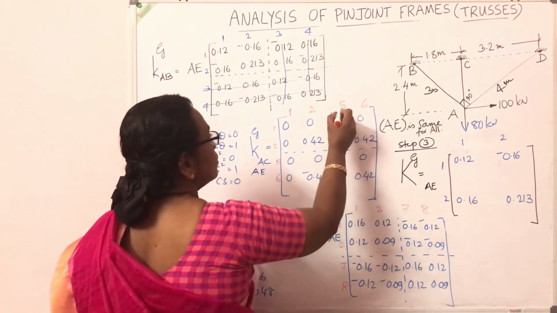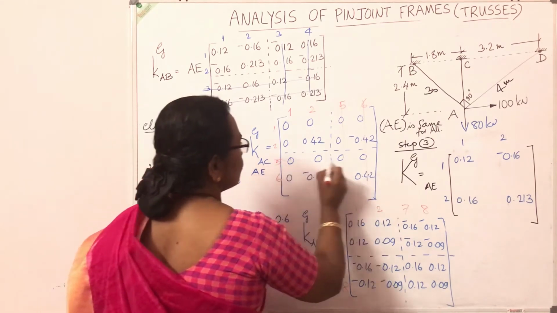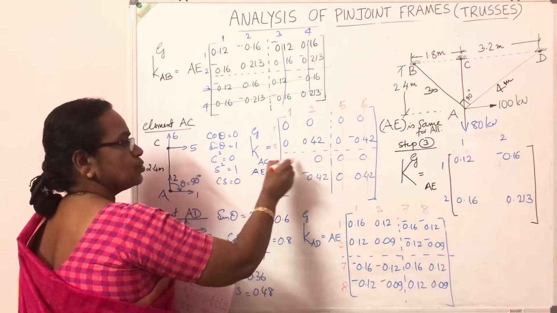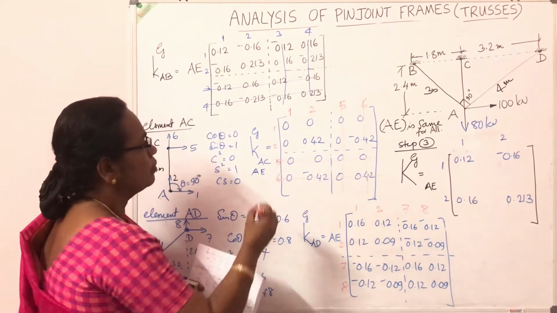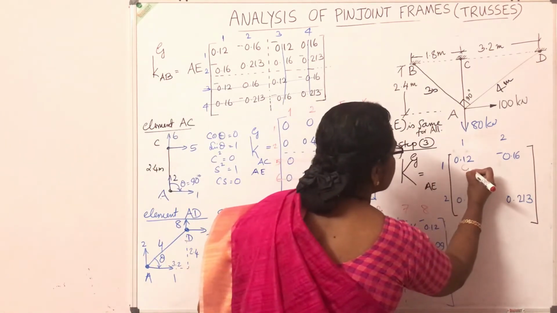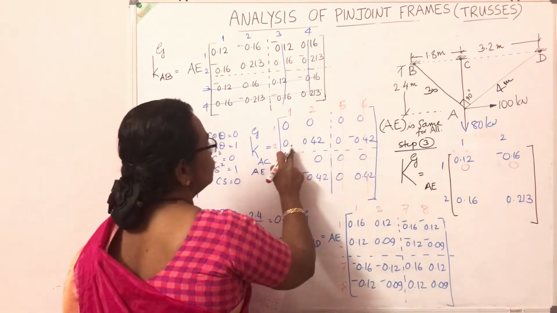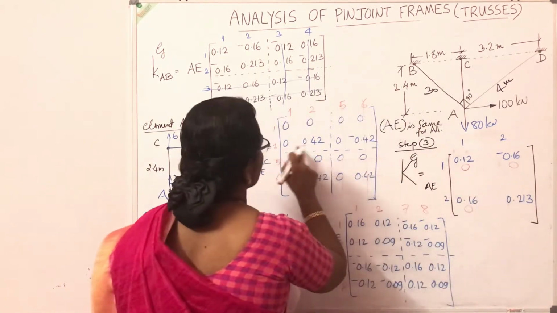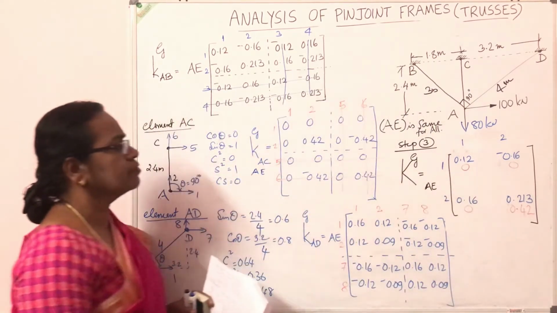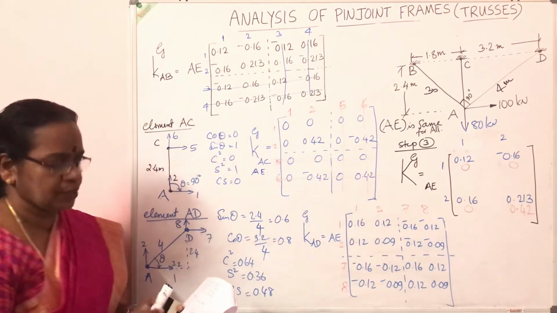Cancel column 5, column 6, row 5, row 6, the remaining elements are in 1 and 2. You post it there. So from the second element, at 1, 1 it is 0, and 1, 2 also it is 0. 2, 1 it is 0. And 2, 2 it is 0.42. So the 4 entries from the second element are also marked, 0, 0, 0, 0.42 in the corresponding locations.